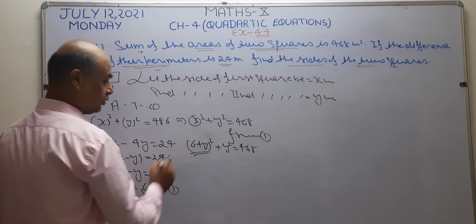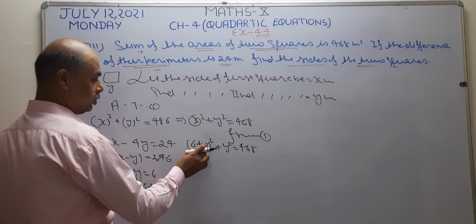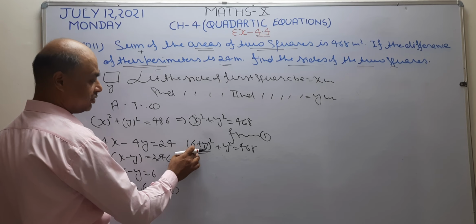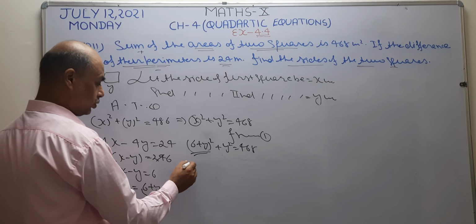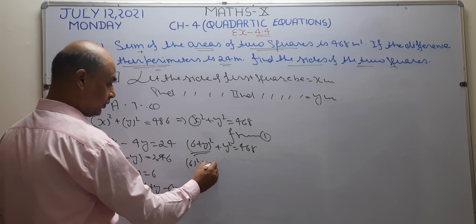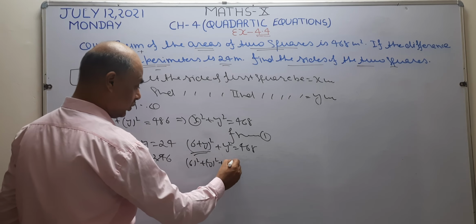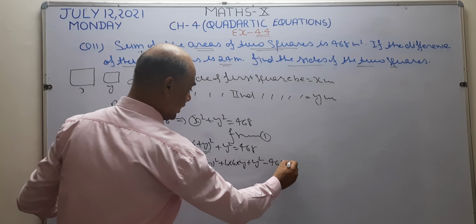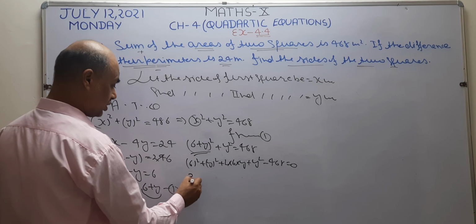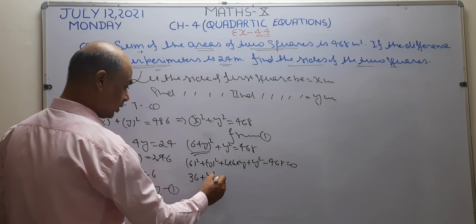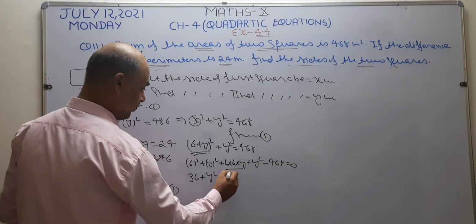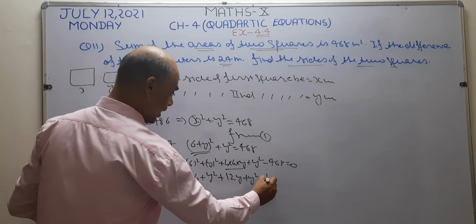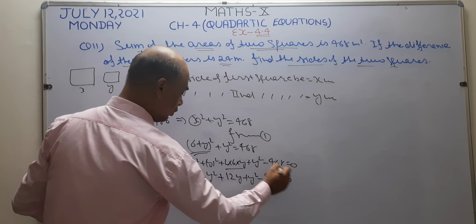Now square of this, I want to use the identity (a plus b) whole square, a square plus b square plus 2ab. So in the same way, this is a square, this is b square, this is 2 into a into b, plus y square minus 468 equal to 0. So square of 6 is 36, square of y is y square. This is going to multiply 2 into 6 into y, becomes 12y. After that y square minus 468 is equal to 0.